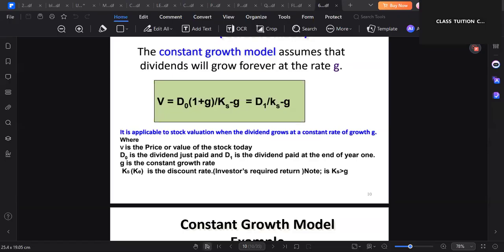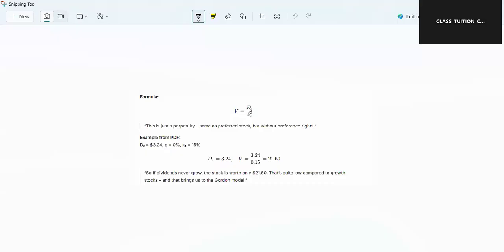Now, the zero growth model, the formula is simply the value of stock is D1 over KE. So it's a perpetuity. If you're given the dividend now at 3.24, the growth rate is zero, and the cost of equity is 15%, just divide 3.24 over 0.15, which gives 21.6. This is what we call a zero growth model.